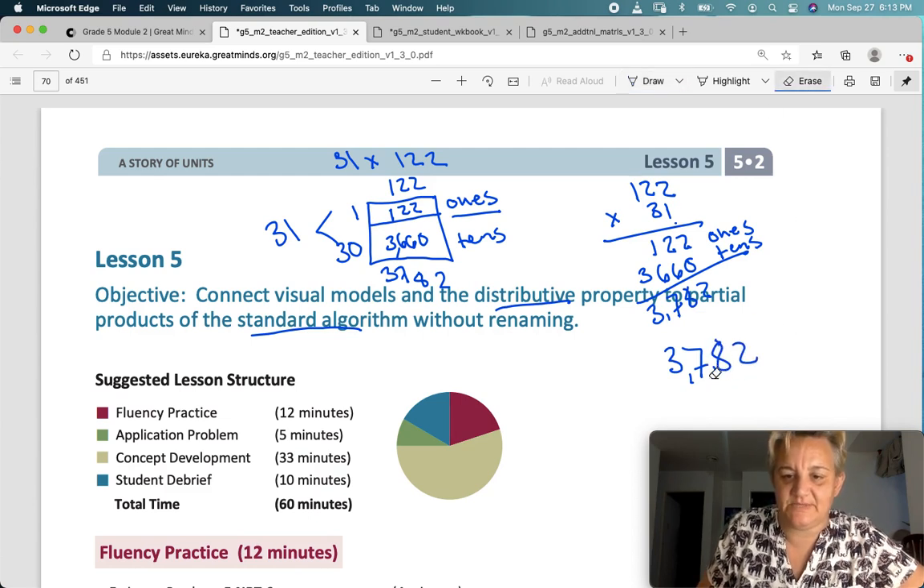That's what they're talking about. So connect visual models, the area model, that's the visual model they're talking about, and the distributive property, that's splitting that 31 into the 1 and the 30 and multiplying it in different chunks. We're going to connect that to what the standard algorithm looks like, because this is how we generally multiply 2-digit and 3-digit numbers. But this area model can help you see what we're actually doing, and that's why we're connecting those.